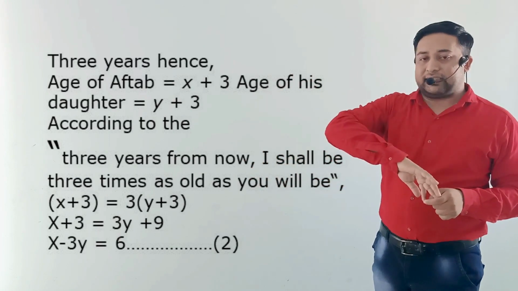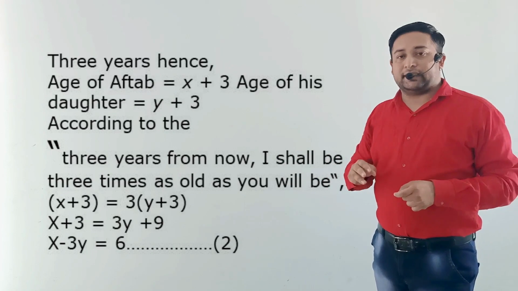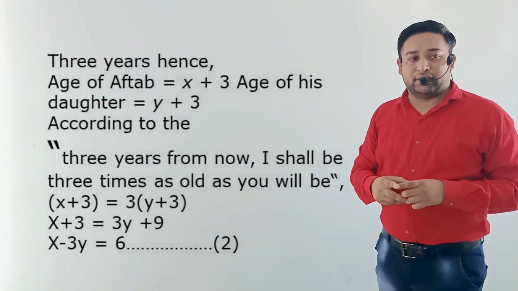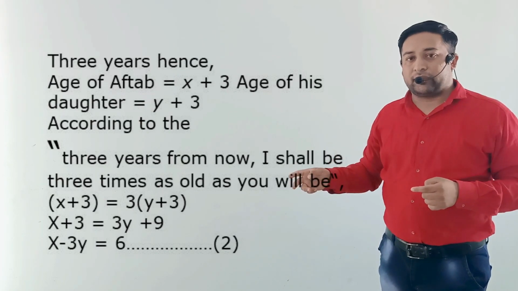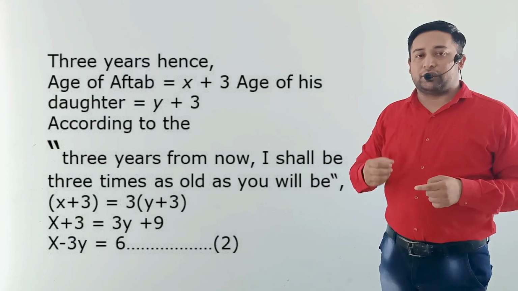X minus 3y is equal to 9 minus 3 is equal to 6. X minus 3y is equal to 6. So here we get our second equation. Our first equation was x minus 7y is equal to minus 42, and our second equation is x minus 3y is equal to 6. So here we got two equations in algebraic form. From the given situation, we converted our question into algebraic form.